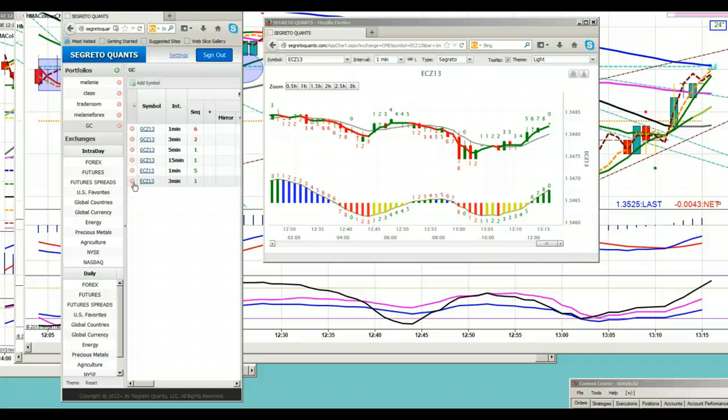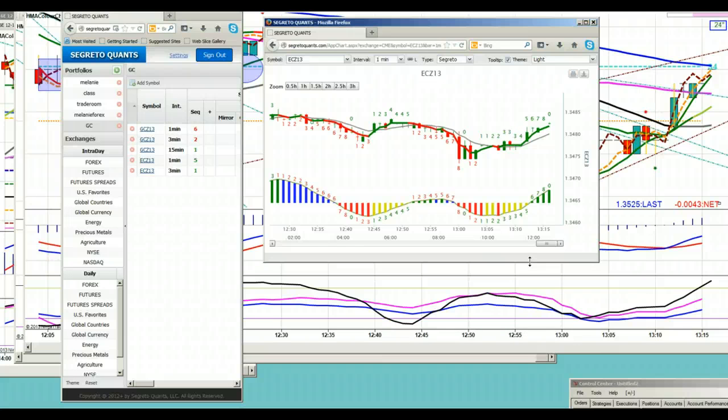So let's say you're following the 1 and the 3 for the euro, and maybe just the 1, 3, and 15 for the gold, and now it looks a lot easier to follow. So X some of the time frames out by hitting the red X on the left there.